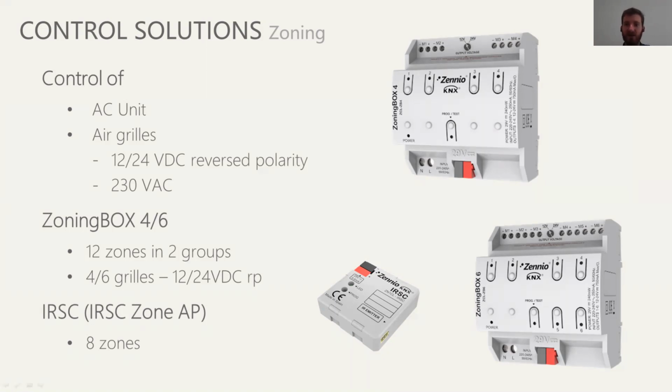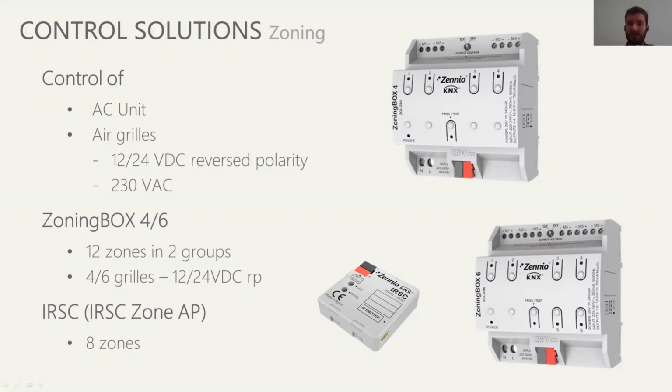Now, what the logic of the zoning does is basically, when you have everything closed, it's turning off the AC unit. When you open the first grill, it's turning it on. And then depending on how many grills you are opening, it will speed up or slow down the fan speed in the AC unit.